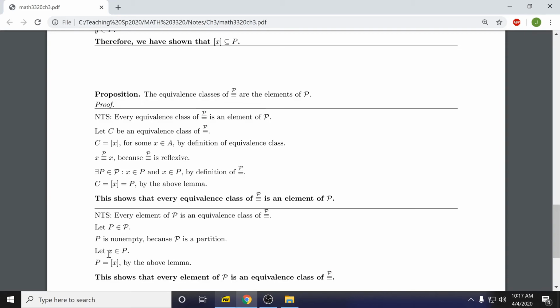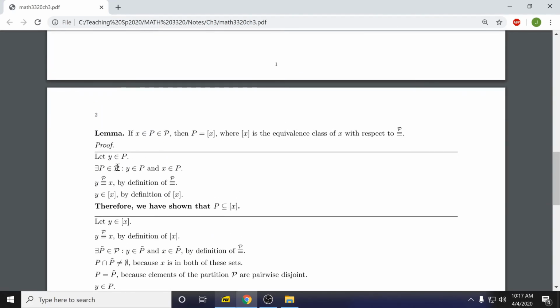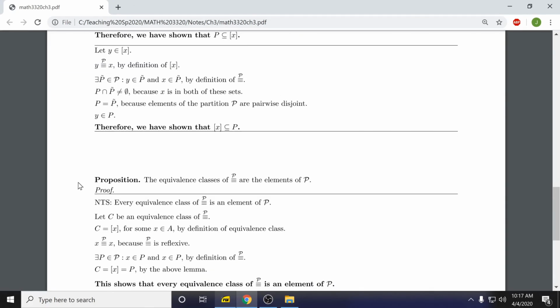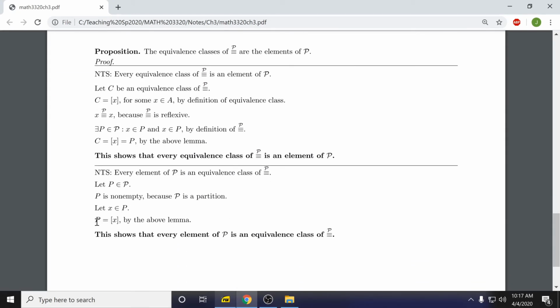But now we're done again. X is in P is in script P, and our lemma up here says that if X is in P and P is in script P, then P is equal to bracket X. And so we're done. We just know now that P is equal to bracket X. And so what does that show? That shows an arbitrary partition element P is equal to an equivalence class bracket X. That shows every element of the partition is an equivalence class.